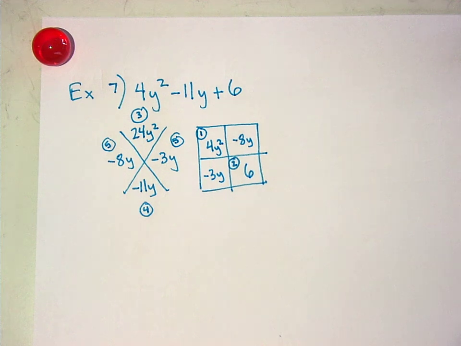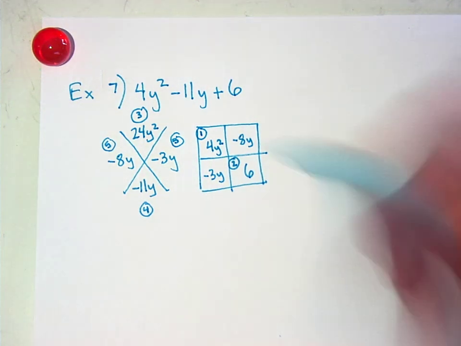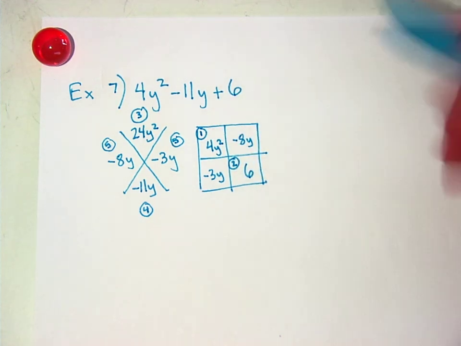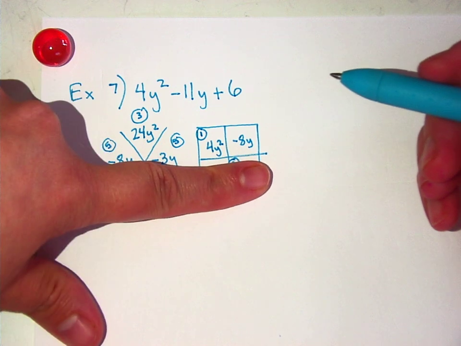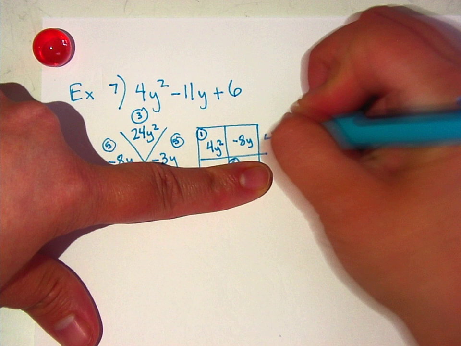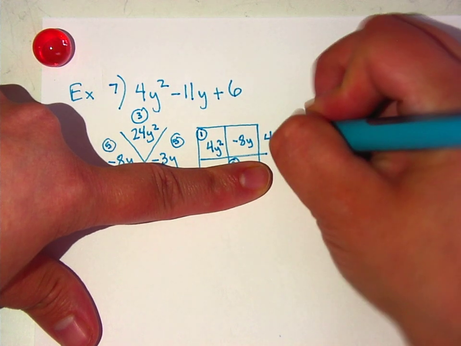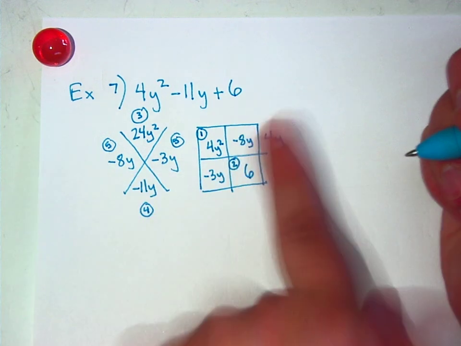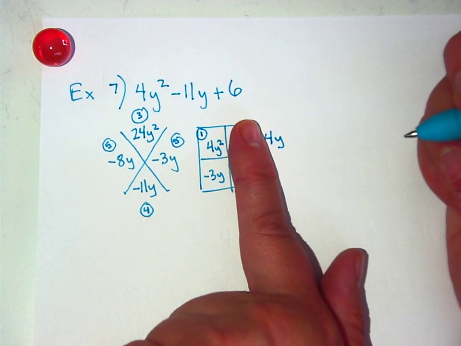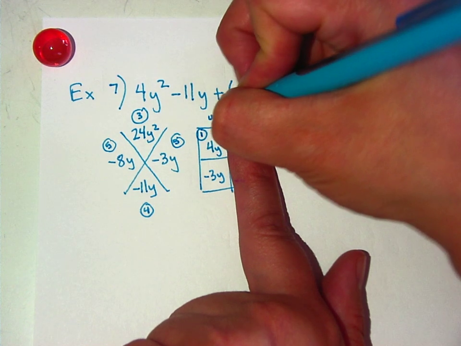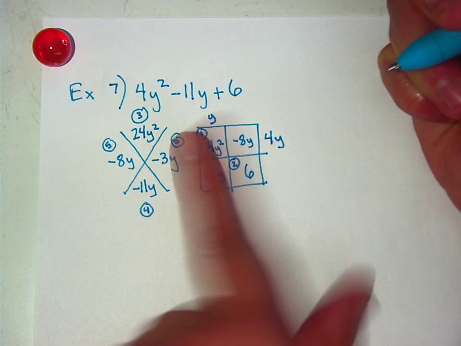Okay, and now what we're going to do is the opposite of putting stuff in the box. We're going to try to take out common factors. We're putting stuff on the outside. So I'm just going to look at the top row right now. What's in common in the top row? A 4 and a y, you said? Okay. And what's in common on the left side? Just a y. What's in common on the right side?